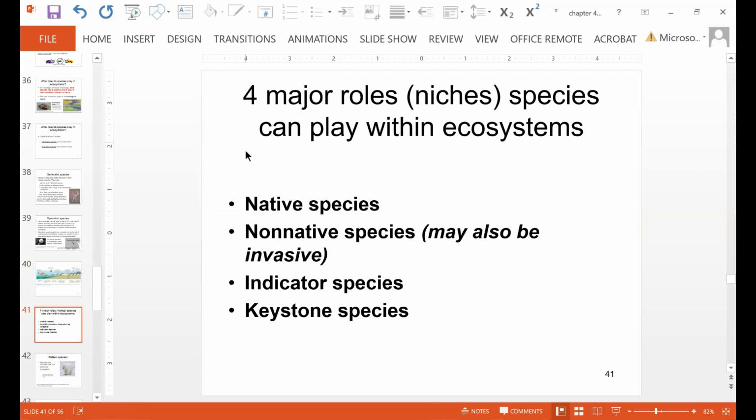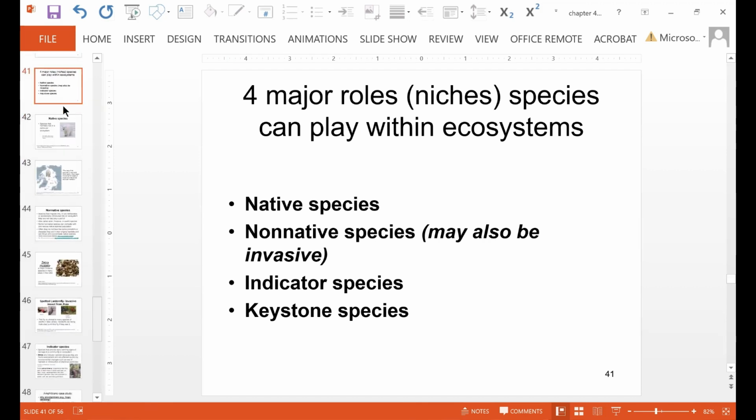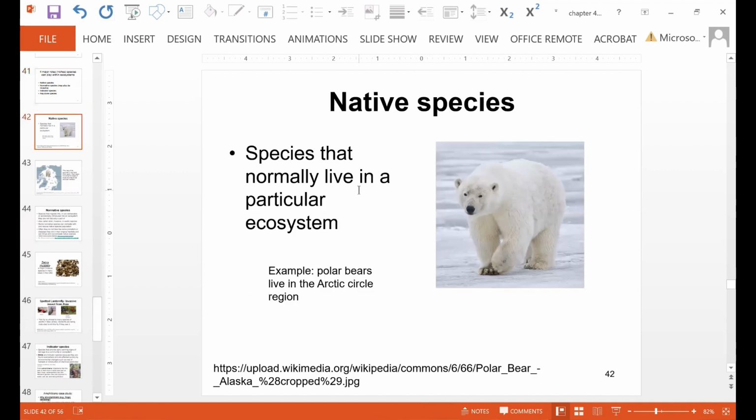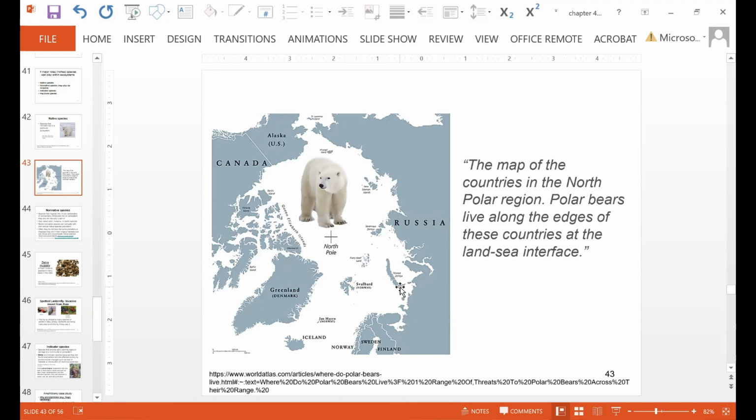There are four major roles that species can play within their ecosystems: native species, non-native species, which may also be invasive, indicator species, and keystone species. Native species are species that normally live in a particular ecosystem. For example, polar bears live in the Arctic Circle region. This is a map of the countries in the northern polar region. Polar bears live along the edges of these countries at the coast.